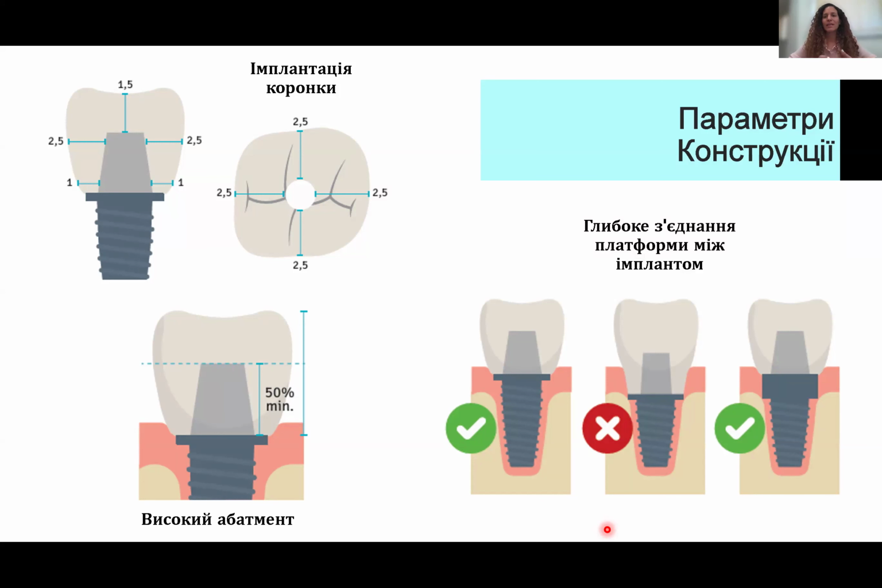Now, about the design: what we need to know if we are going to design a graphene prosthetic when we are using implants. The minimal thickness around the abutment will be, in the emergence profile, 1 millimeter, in the equator 2.5, and in the occlusal 1.5. This is, as I mentioned before, the minimal thickness.